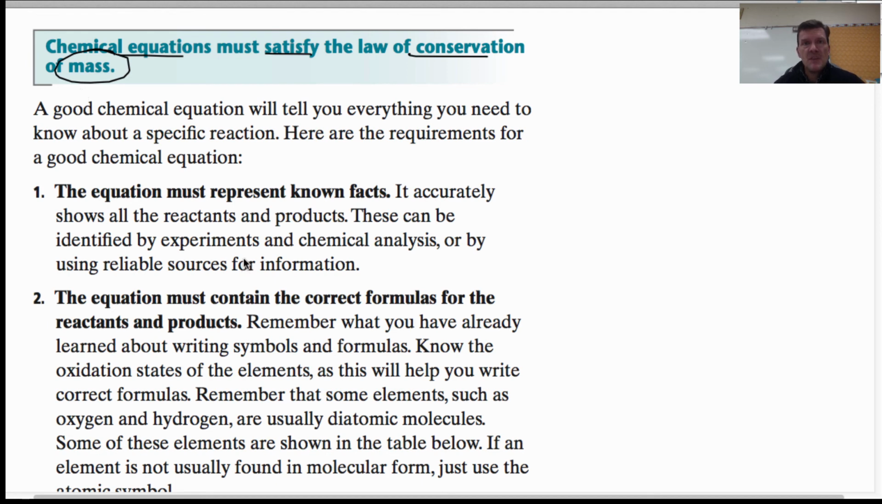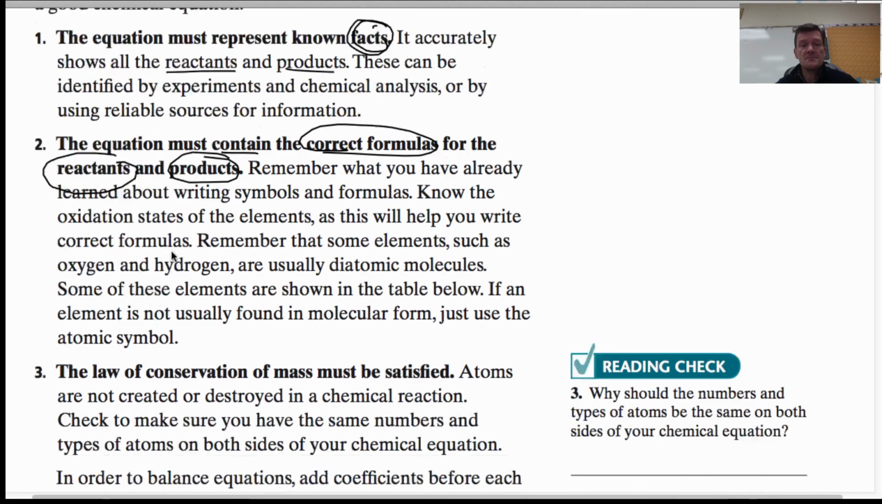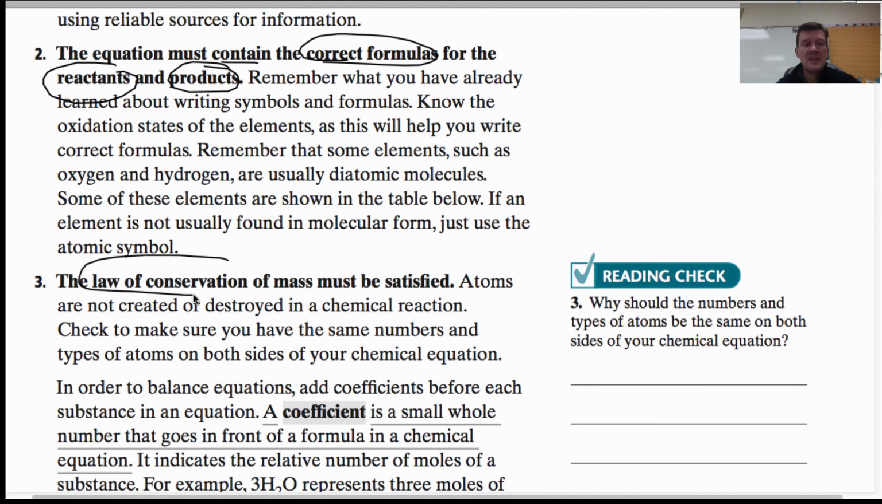There's a couple things that you must do when writing a chemical equation. One, it has to be factual, so we have to make sure that we show all the reactants and products and we don't leave something out, okay? It must contain the correct formulas for the reactants and products. We can't just make up stuff. We have to make sure that we have the correct formulas, and that's the lesson previously from lesson 7. We worked on writing chemical formulas, okay? And we must satisfy the law of conservation.